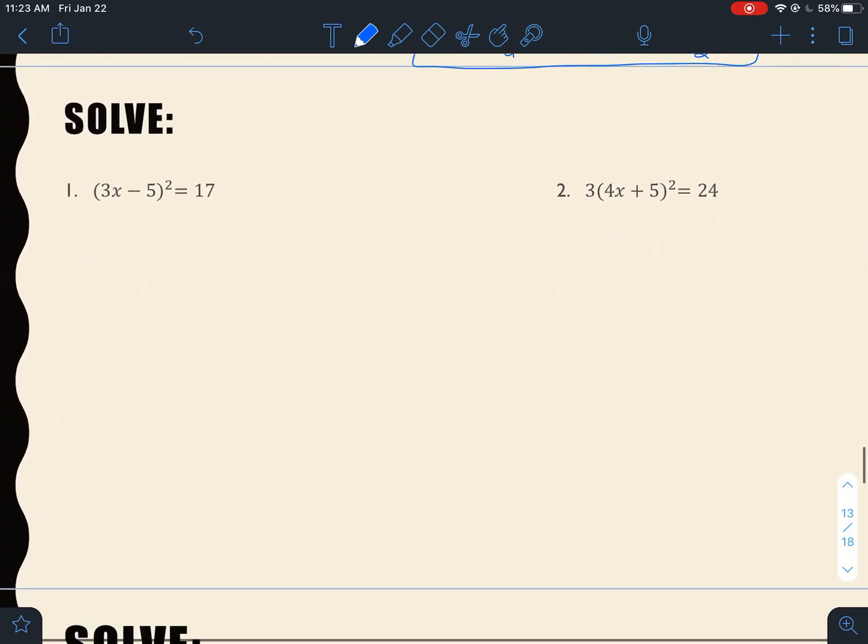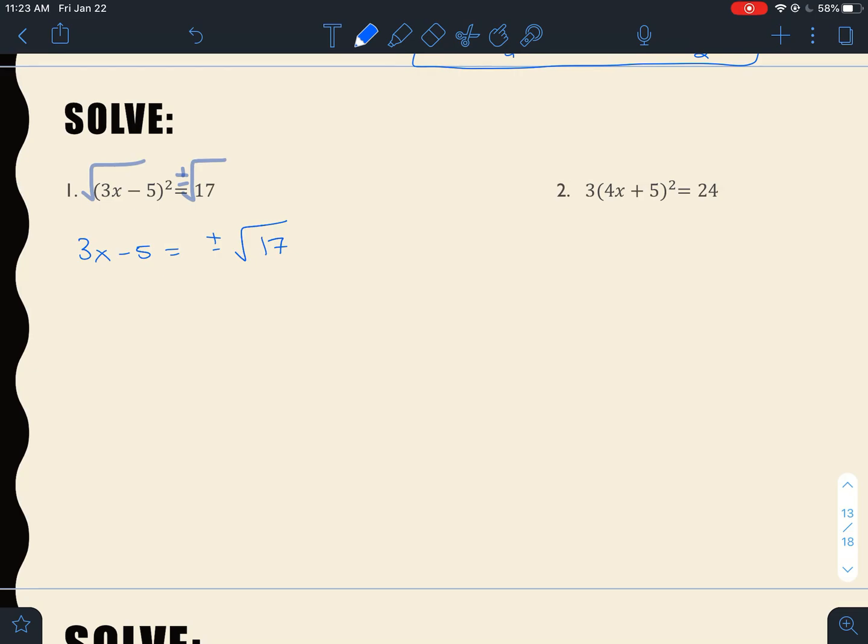All right, let's look at the next two. 3x minus 5 squared equals 17. So take the square root of both sides, and we can put a plus or minus in front of the 17. So we have 3x minus 5 equals plus or minus the square root of 17.